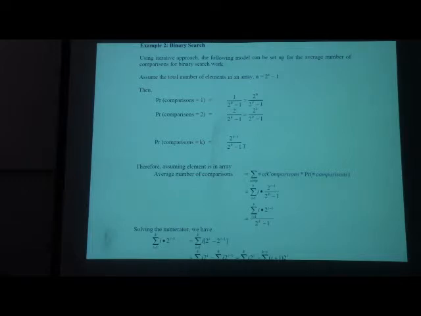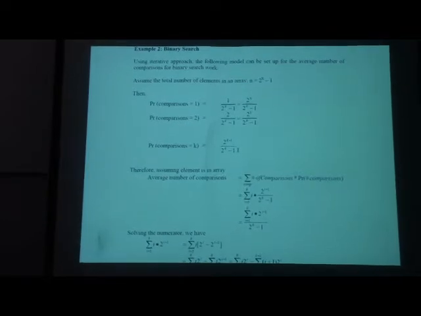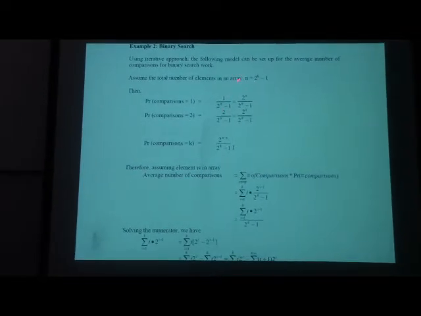The probability of two comparisons is that we'll fail to match on the first one, but we'll match on the second one. So we're going to have 1 over 2 to the k minus 1. Again, we're going to use n is equal to 2 to the k minus 1. So that's 1 out of those, which is 2 to the 0 over 2 to the k minus 1. Make sense? Okay. The probability of two comparisons is going to be 2 over 2 to the k minus 1, which is 2 to the 1 over 2 to the k minus 1. And the probability generally of k comparisons is going to be 2 to the k minus 1 over this whole set of n, which is 2 to the k minus 1.